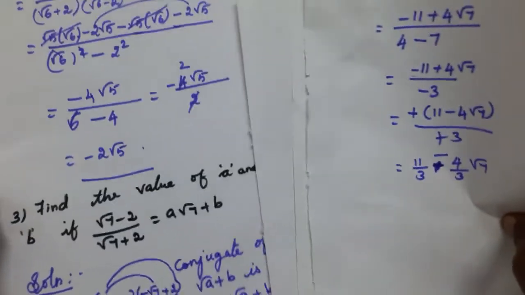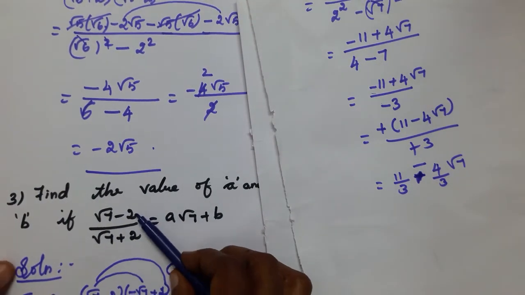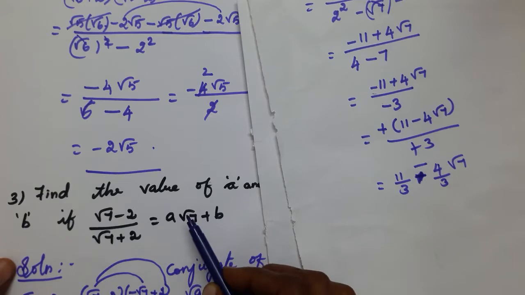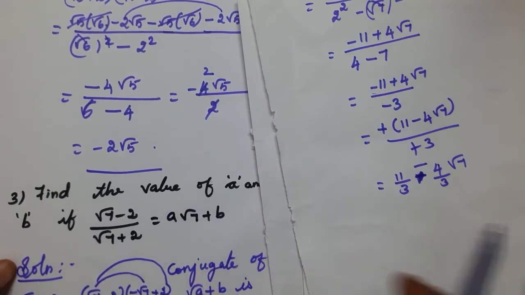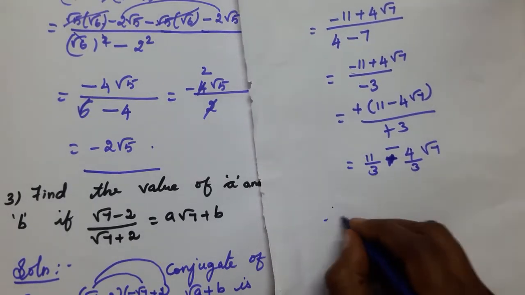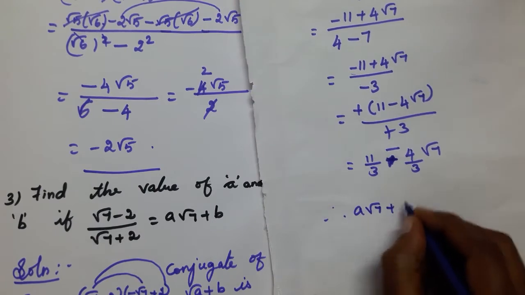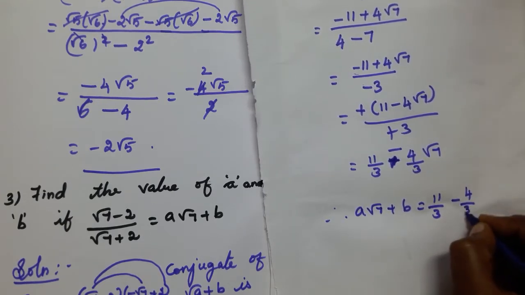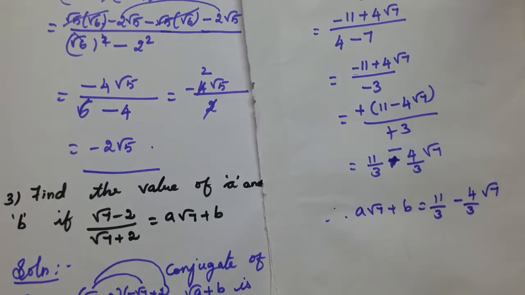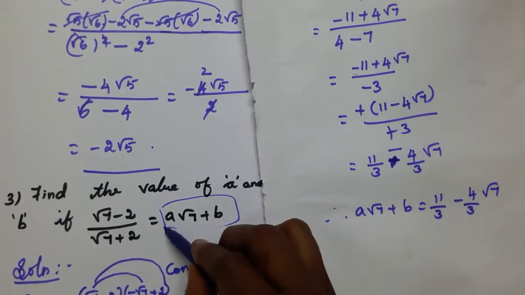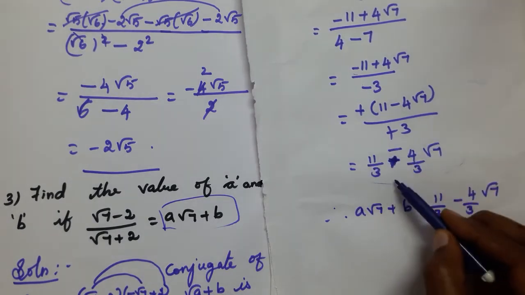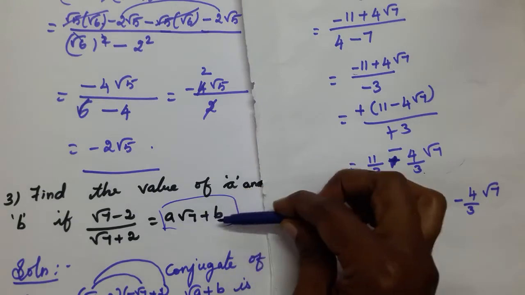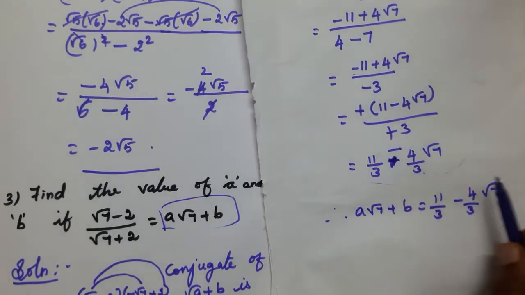What is the question? Read the question carefully. Root 7 minus 2 by root 7 plus 2 is equal to A root 7 plus B. We have to find the value of A and B. Now I am writing, so what are we getting? A root 7 plus B is equal to 11 by 3 minus 4 by 3 root 7. Can you understand this?